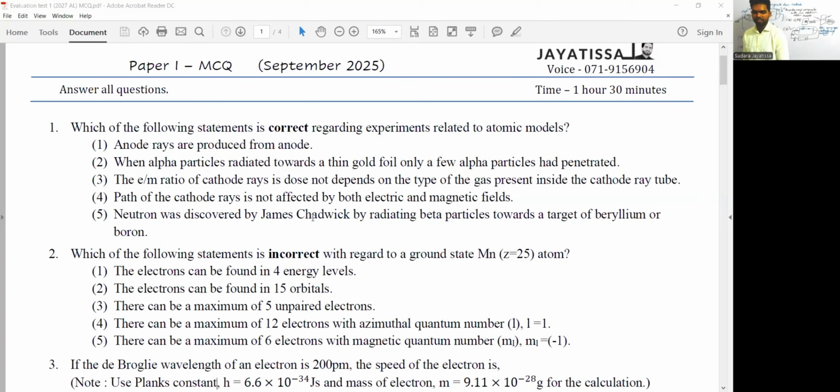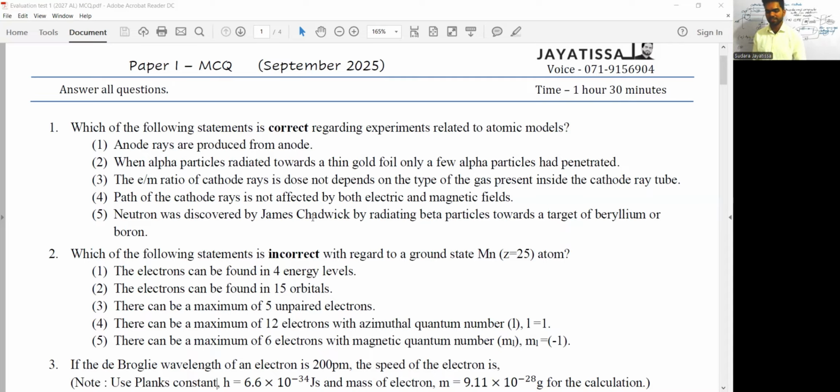Neutron was discovered by James Chadwick. That is true, by radiating beta particles. And that is the wrong part. It's not beta particles, no? So what is the particle used by James Chadwick? He used alpha particles, not beta particles.